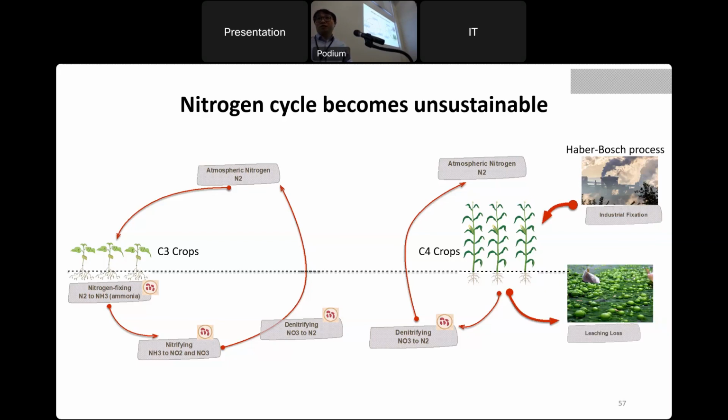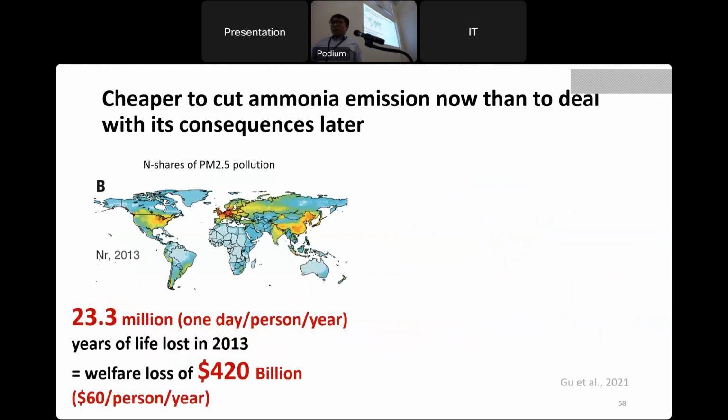But later on, we realized that by overusing fossil fuels, we actually created serious environmental and ecological problems, including leaching, soil contamination, water system contamination, and also greenhouse gas emissions. Even worse, agricultural ammonia usage emits a lot of ammonia, which contributes a lot to the fine particle air pollution called PM 2.5.